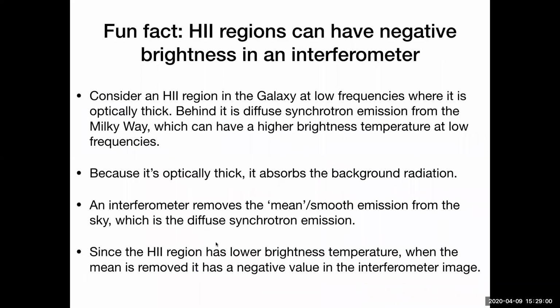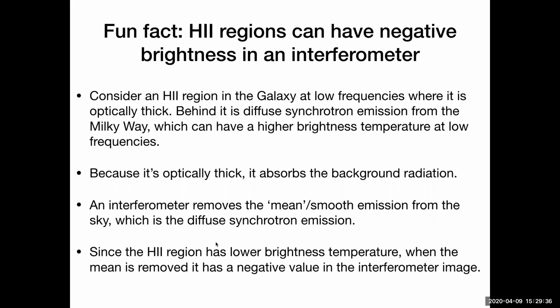One fun fact about diffuse emission, particularly from HII regions, and I wanted to highlight this just to show an interesting aspect of interferometers, is that HII regions can actually show up as having a negative brightness if you observe them with an interferometer. This is a little mind-bending, but I think it's an interesting example. So start off by considering an HII region somewhere in the galaxy, and you want to observe it in the low frequency regime where it's optically thick.